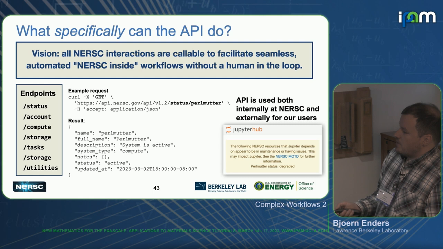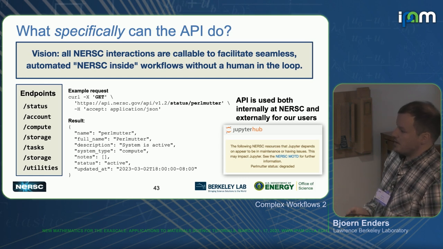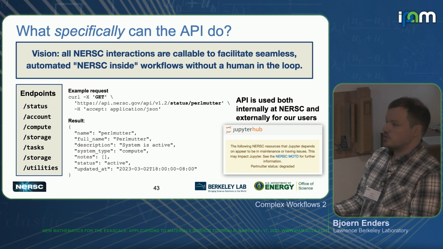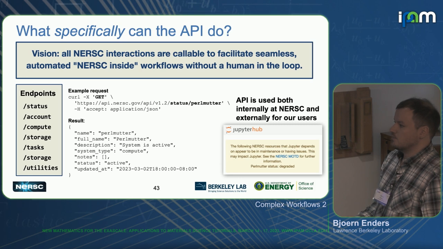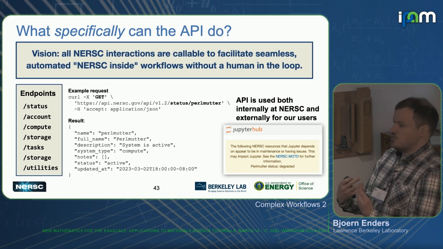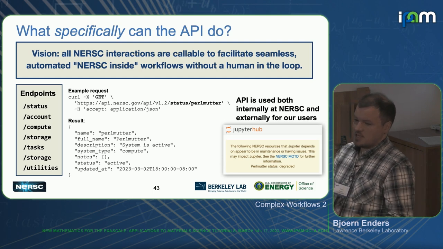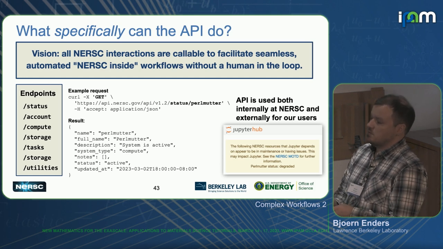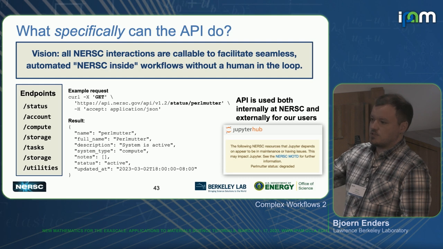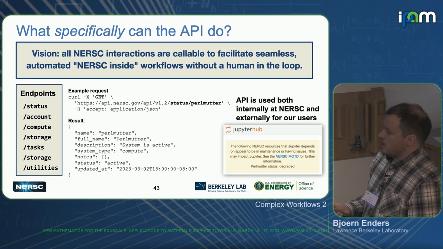And here's an example request. You carry out this command on your terminal, and you would get a JSON response back. If you integrate that into your workflow tool, it would, for example, tell you if the machine is up or down, and you can use that to display it to your users and make a decision. Or you can say, okay, well, Perlmutter's down, I might want to use a different facility today. If every facility had an API, it would be very easy to write the tooling to move workflows between facilities.